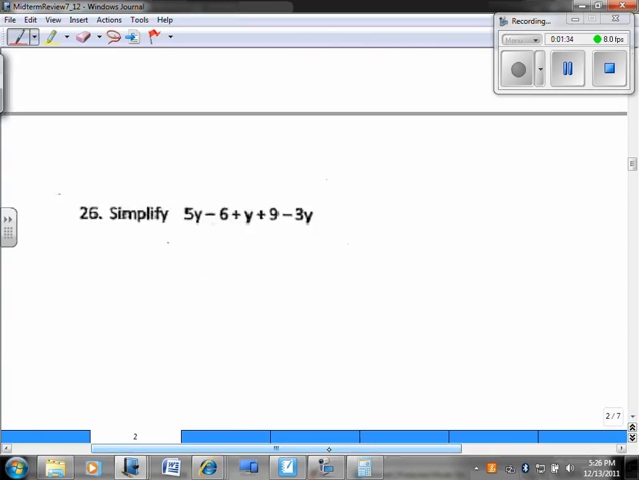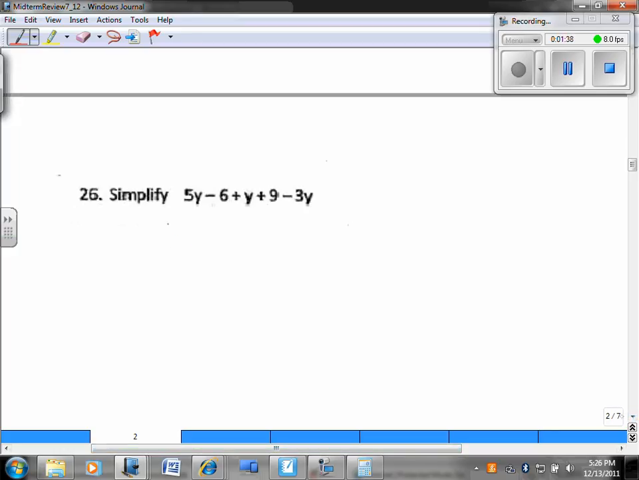Number 26 asks us to simplify. When you simplify, all you do is combine like terms. So we have 5y. Do we have any other terms that have a y? Yes, we do. We have plus y and minus 3y. So 5y plus y is 6y, minus 3y is 3y.